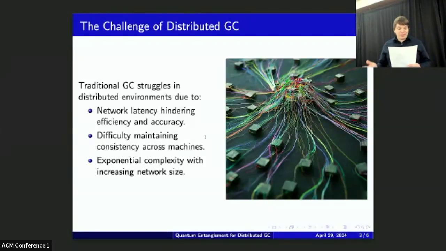While traditional methods work well within a single computer, they face significant challenges in networks of computers, also known as distributed systems. Coordinating this process across multiple machines introduces complexities such as network delays, consistency issues, and escalating complexity as the network grows. Existing solutions, often involving intricate distributed algorithms, come at a cost of performance and efficiency. This is where our radical idea comes in.